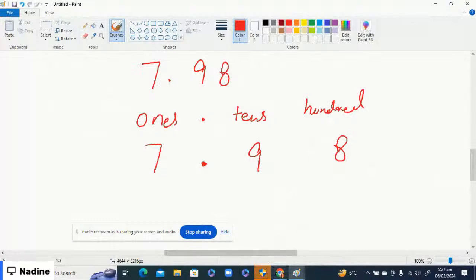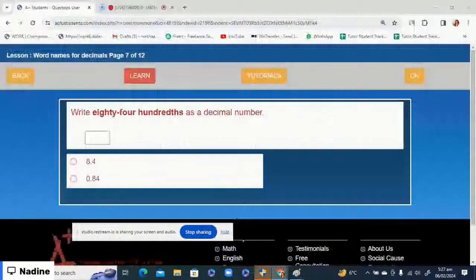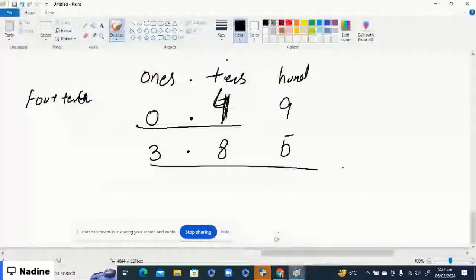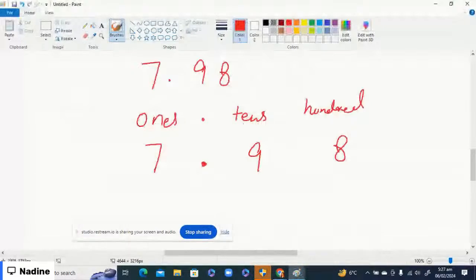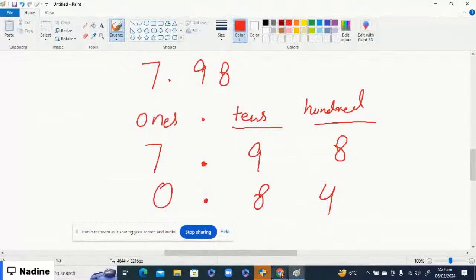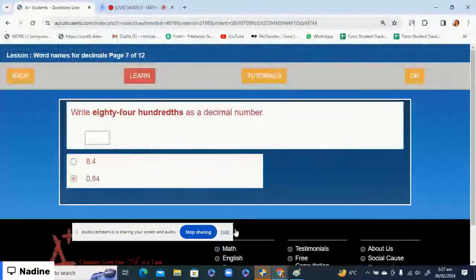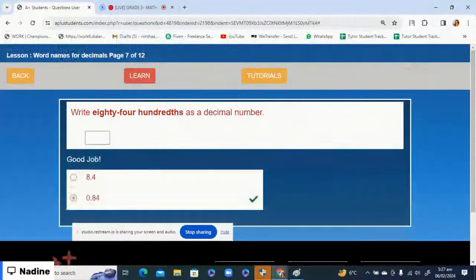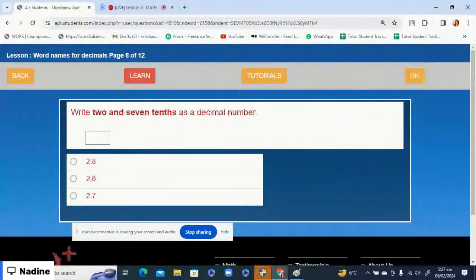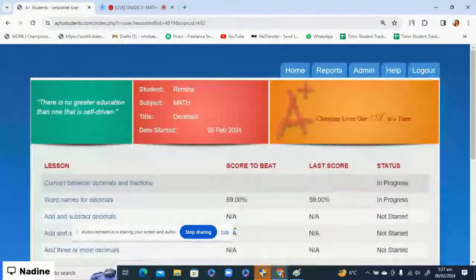Okay, alright. So 84 hundredths. What is the answer of this one? 8 and 4 both lie on the hundredth place. Both are on the hundredth place, so here it is just 84. The point is the same. After the point there is no digit, so we are going to put 0. So the answer is 0.84. Alright. Okay. Now you can solve the rest by yourself.